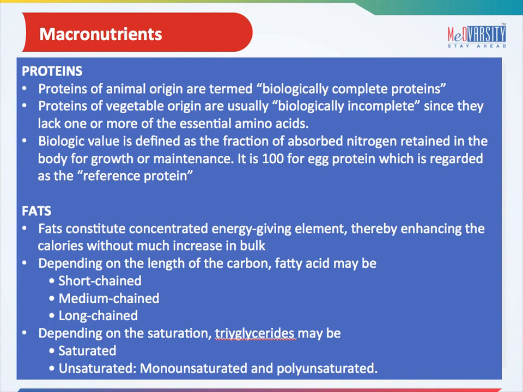Proteins. Proteins of animal origin are termed biologically complete proteins. Proteins of vegetable origin are usually biologically incomplete, since they lack one or more of the essential amino acids. Biologic value is defined as the fraction of absorbed nitrogen retained in the body for growth or maintenance. It is 100 for egg protein, which is regarded as the reference protein.